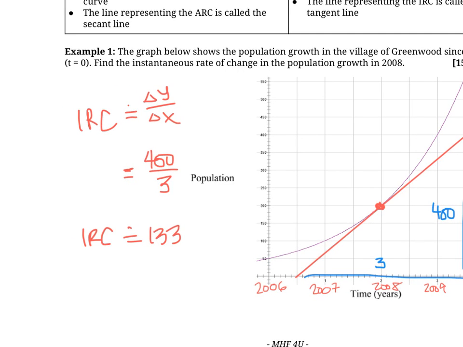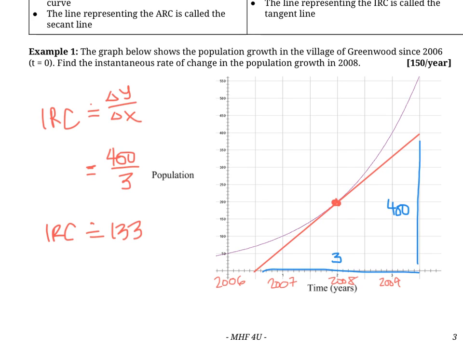Again, we need to include units here. So remember, the y part is population, so people basically, and the x part is years. So the unit for this is 133 people per year. I'm going to put ppl per year. Now, if you look, the answer to the question up here is 150 people per year. So maybe we didn't draw the line right on. It was a little bit off. It's just an approximation, but for this sake, it's a pretty close approximation to what the answer actually is.